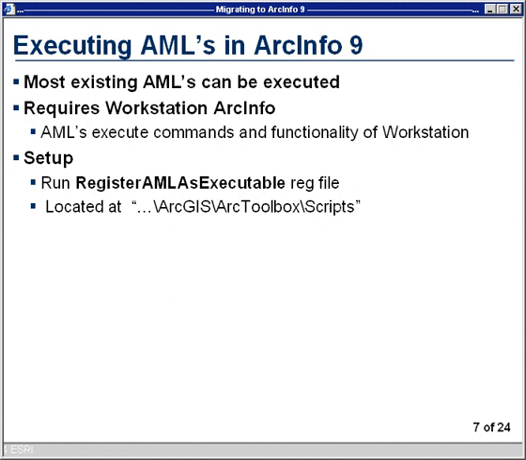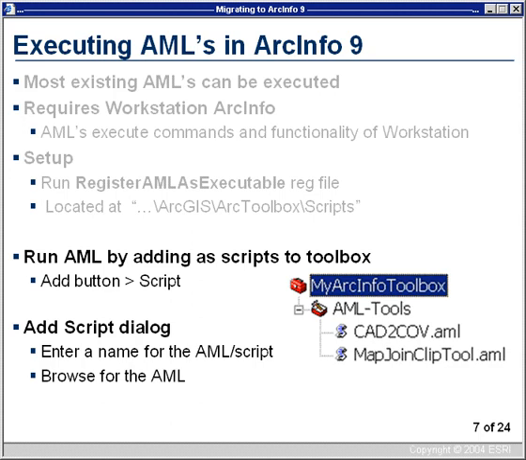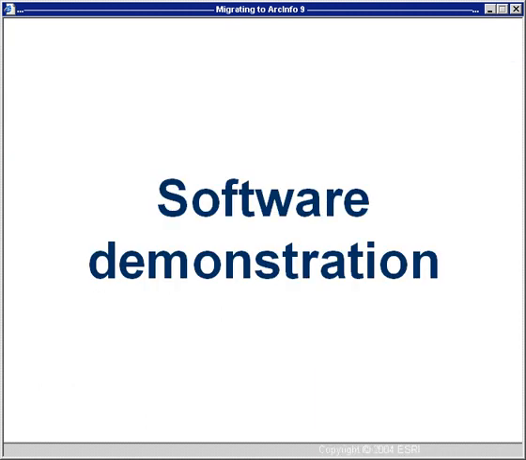Running the register AML as executable file will allow you to register an AML. You run the AML, however, by adding it as a script into a toolbox. And you'll notice that I have my ArcInfo toolbox here, and I have a tool set called AML Tools, and within that I've added two older ArcInfo macro language programs as individual tools. So you can add the AMLs as scripts into a toolbox, and they become actual tools for you to use. So let's stop at this point and have a look at a quick software demonstration in which I'm going to illustrate some of these tools for you.